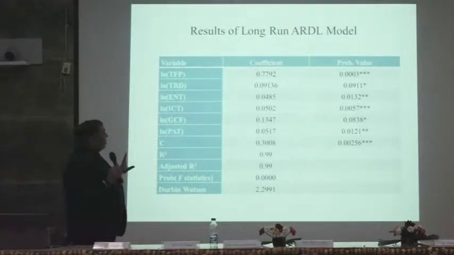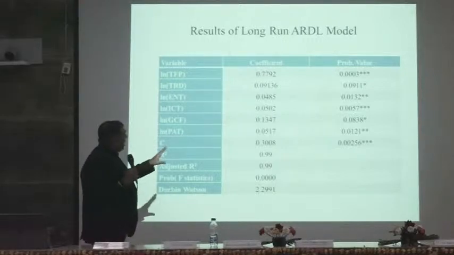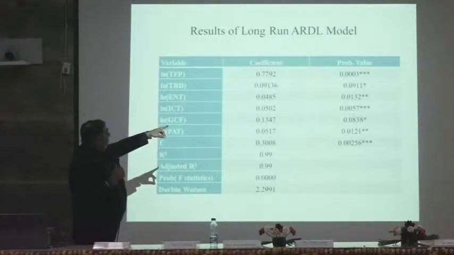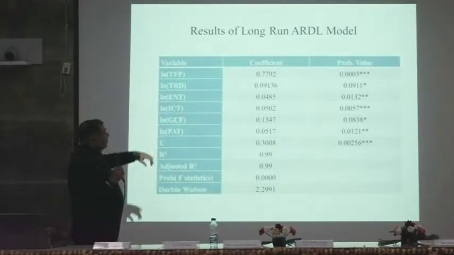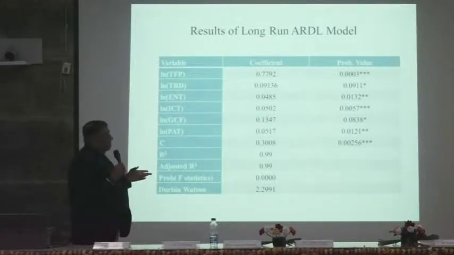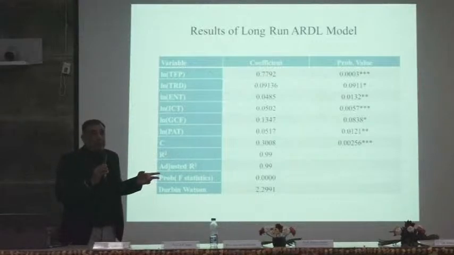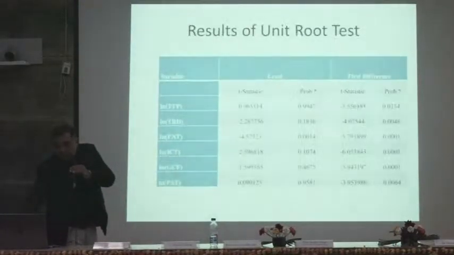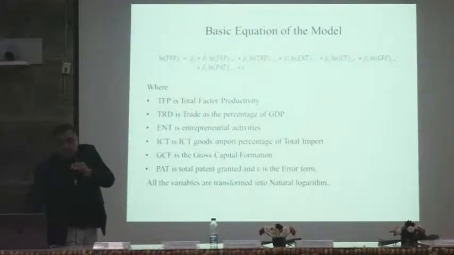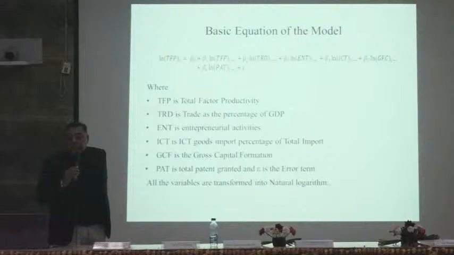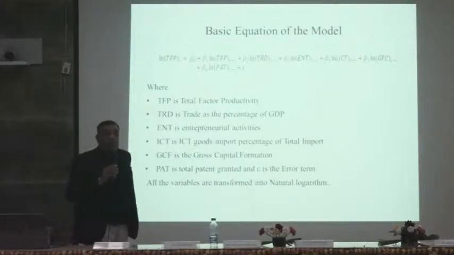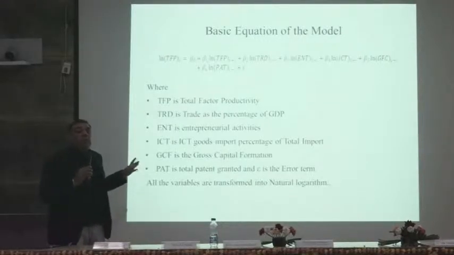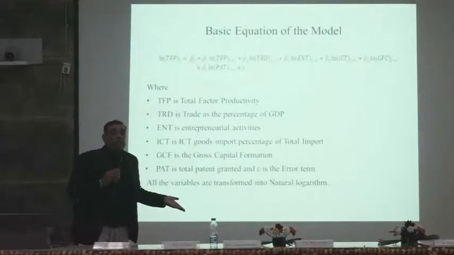You can see here the entrepreneurial activities also have a positive impact and are significant at the 5% level. Then ICT is significant at around the 1% level. So all the factors that we have taken, the entrepreneurial activities, ICT goods as a percentage of total imports, gross capital formation, and patents, are contributing positively towards total factor productivity.